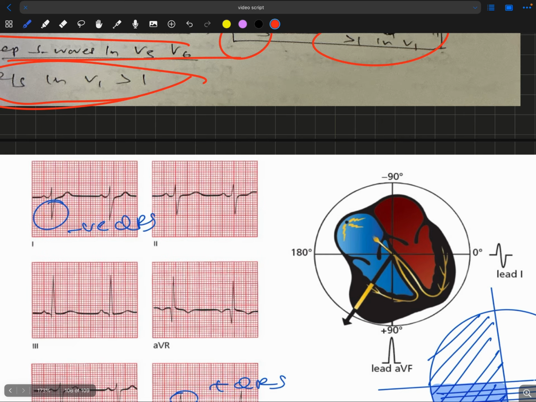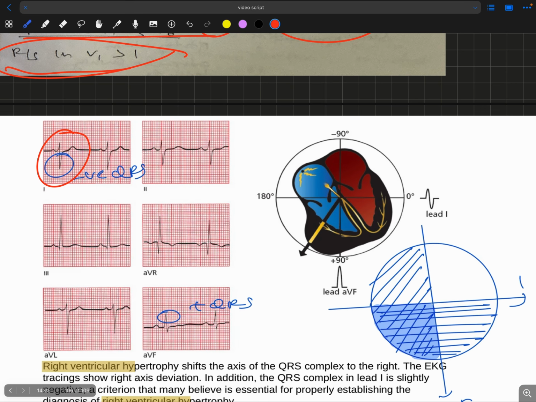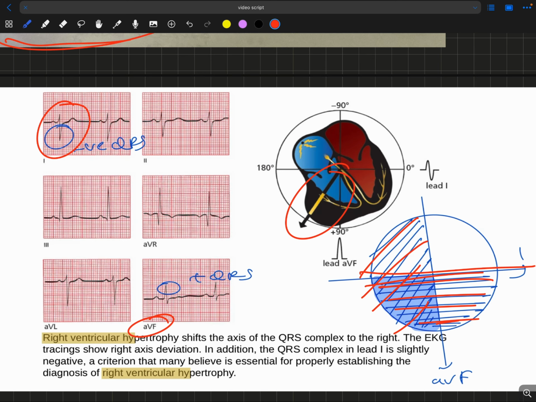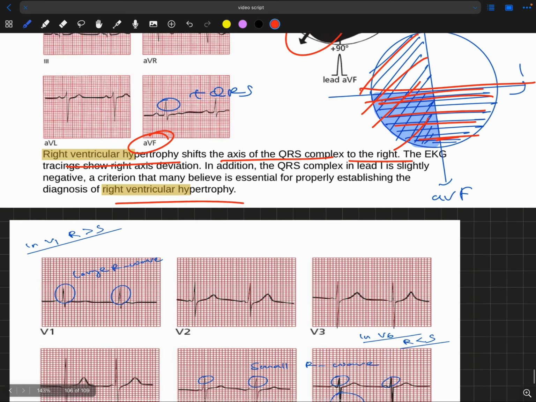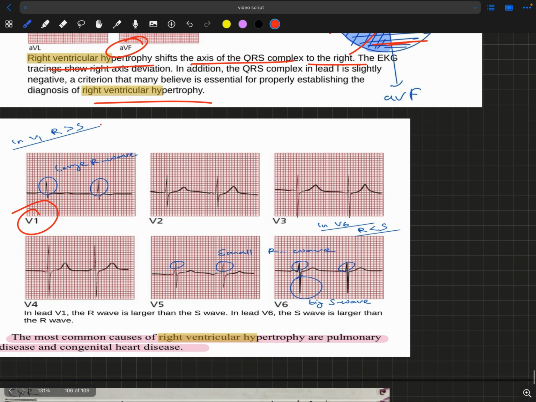You can see, this is lead 1. You can see negative QRS in lead 1 and positive QRS in lead AVF. So this is right axis deviation. Right ventricular hypertrophy shifts the axis of QRS complex to the right. Now you can see in lead V1, R by S ratio is more than 1.